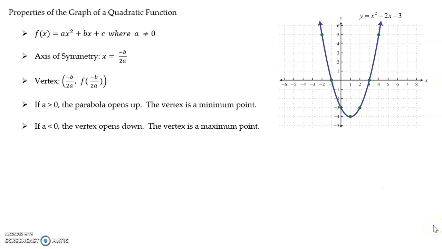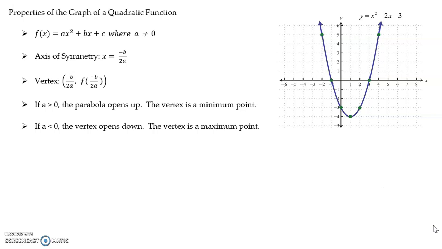Let's go ahead and start talking about some properties of the graphs of quadratic functions. So we're going to be taking a look at functions in the form ax squared plus bx plus c, and in this case our a value is not going to be equal to 0. So let's talk about some of the properties that are going to come up as we look at these questions.